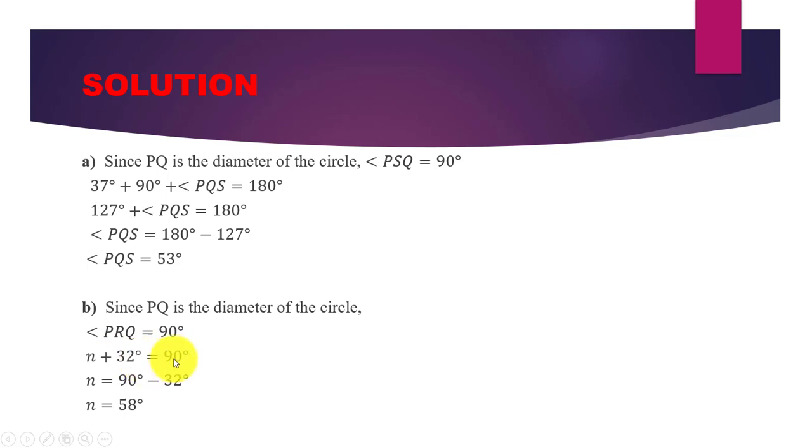But we want to find angle N. So we subtract 32 degrees from 90 degrees, giving us N equals 58 degrees. Therefore, angle N is equal to 58 degrees.